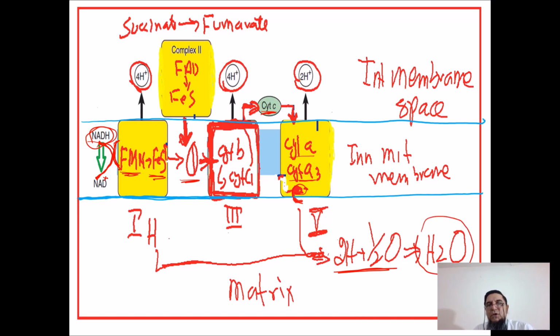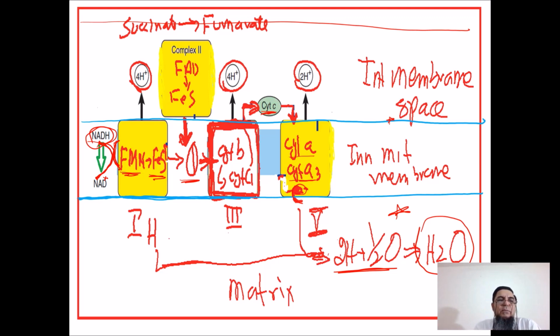to make water molecule. This side is the mitochondrial matrix, this is the inner mitochondrial membrane, and this is the intermembrane space. This is the inner mitochondrial membrane, and then there will be the outer mitochondrial membrane. So this is the intermembrane space.